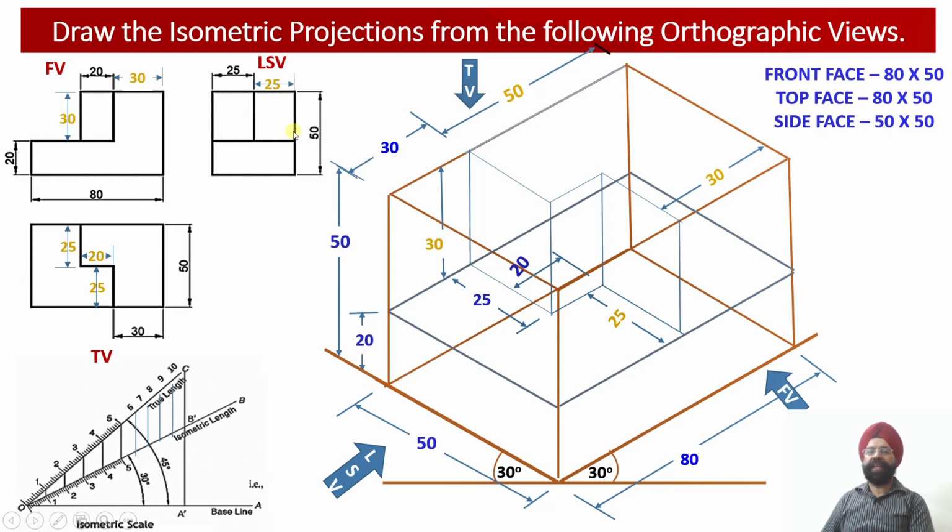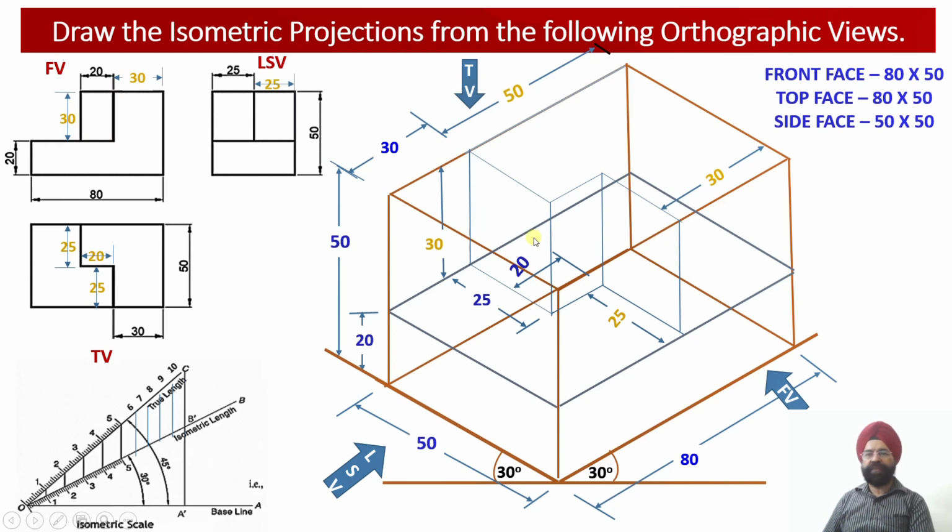25 by 30. 25 is the width, 30 is the height over here. So with this, you can check this 7 shape construction has been completed in the top view. These two faces have been completed in the side view, in the front view.